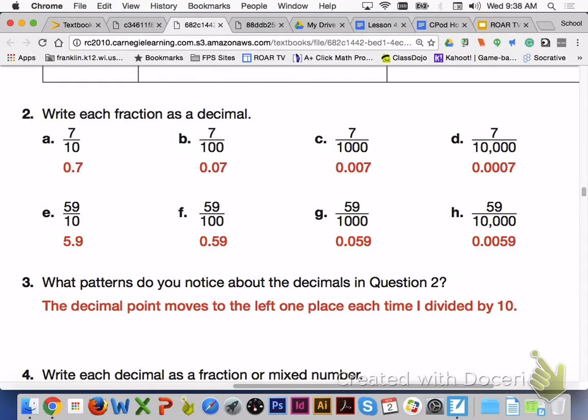Answer number 2, letters A through H with your group members. For number 2, letter A, we have 7/10, B 7/100, C 7/1000, and D 7/10,000. For letter E, we have 59/10, F 59/100, G 59/1000, and H 59/10,000. The patterns that we should notice are that the decimal point is moving to the left 1 place each time that you are dividing by 10.